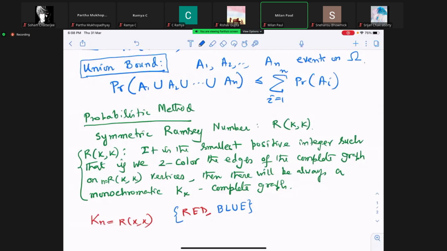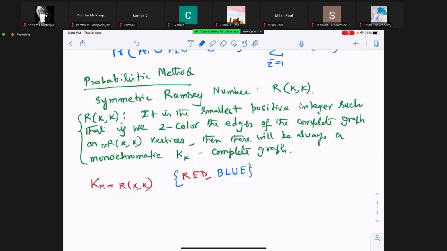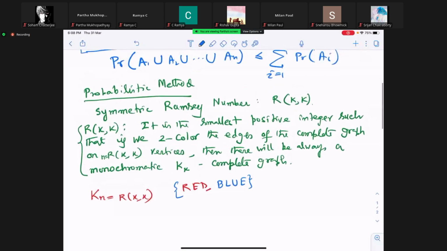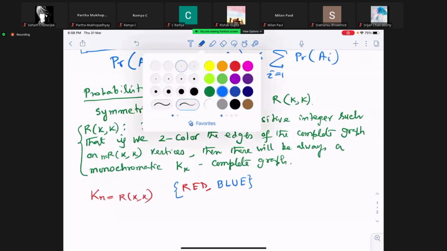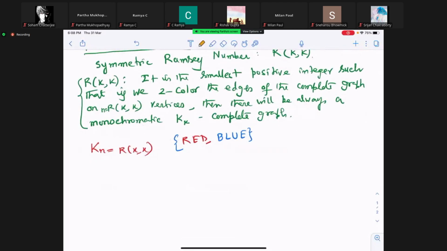Yes, sir. Okay. So this is a basic object in Ramsey theory, and it is not a very simple object to study. Even after so many years of study, there are still many open problems in Ramsey theory. But today, since our time is very limited, I'll just give you a beautiful application of probability to illustrate a basic result.